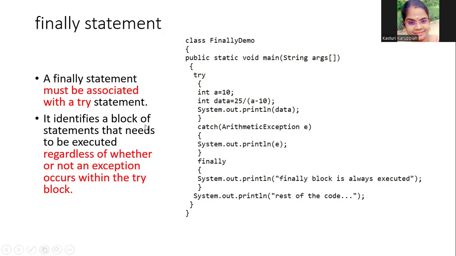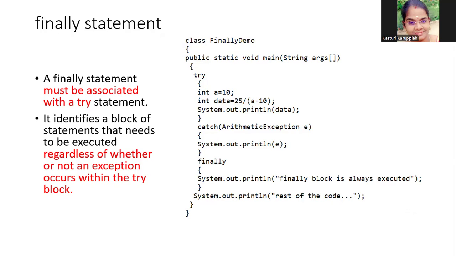It identifies a block of statements that needs to be executed regardless of whether or not an exception occurs within the try block. See this example. The name of the class is FinallyDemo. Inside the main method, I am having 3 blocks: try, catch and finally. In the try block, I have 3 statements. What is the first statement? I'm assigning 10 to a. And the second statement, 25 by a minus 10, that is 25 by 0, which is infinity. Therefore, it is an arithmetic exception.